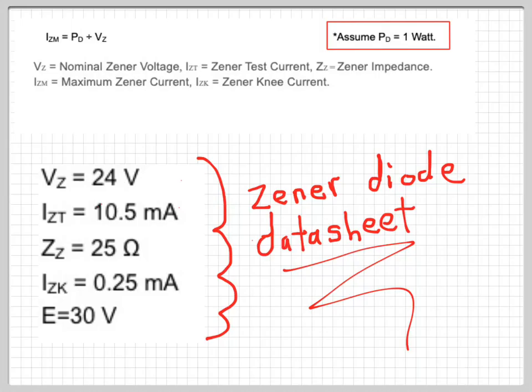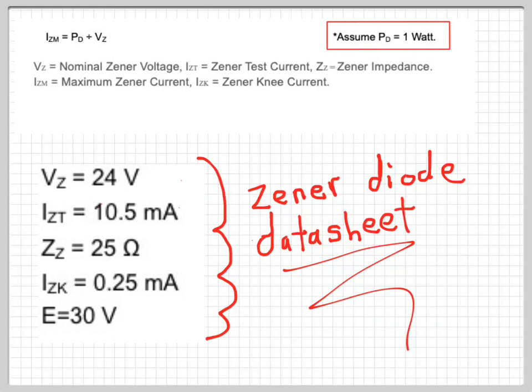Okay, Zener parameters. Just some basic terminology. The Zener voltage, the nominal Zener voltage, which is what the data sheet says it should be, is Vz. IZT is the Zener test current. ZZ is the Zener impedance. IZM is the maximum Zener current.